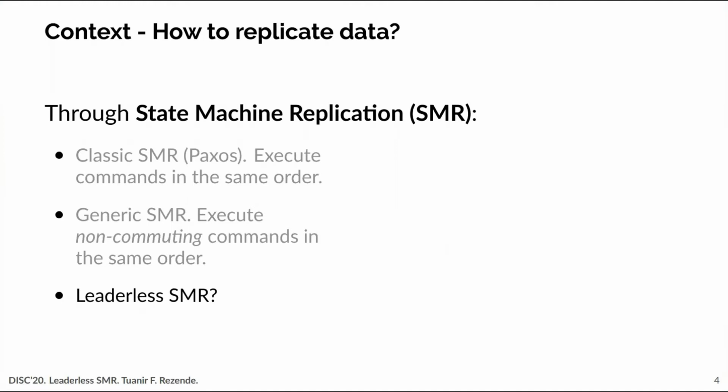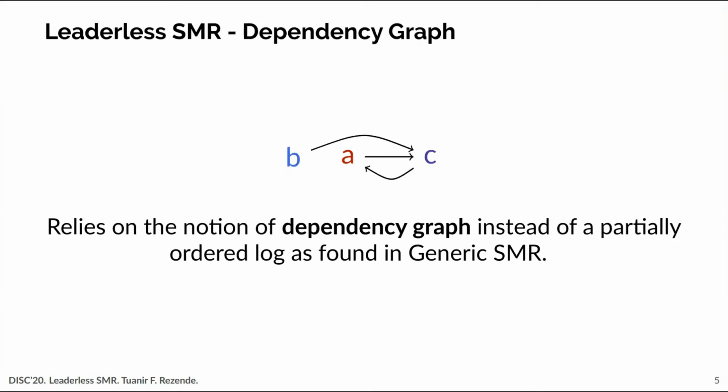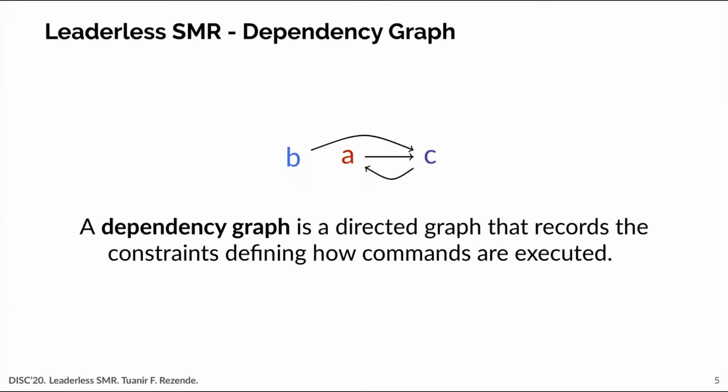The very first important difference between leaderless SMR and the other techniques is that in leaderless SMR, we rely on the notion of a dependency graph instead of a partially ordered log as found in generic SMR. A dependency graph is a directed graph that records the constraints defining how commands are executed. Note that there is a cycle between A and C. In the case of generic SMR, this wouldn't be possible. The partially ordered log is represented as a DAG, a directed acyclic graph.